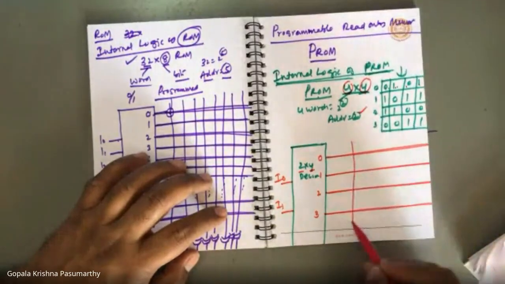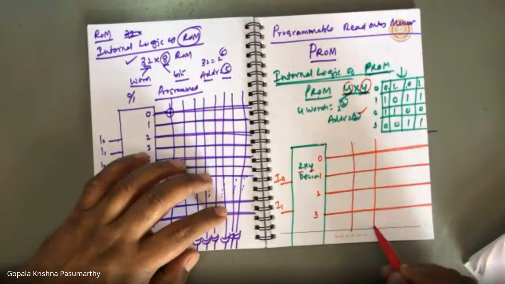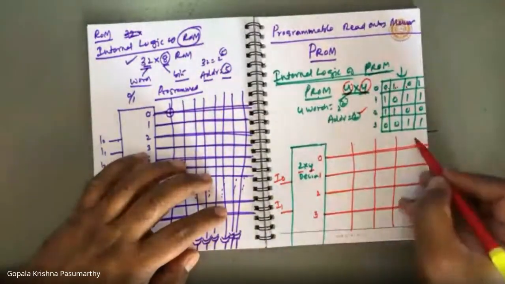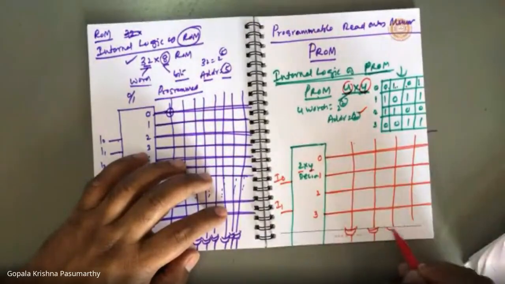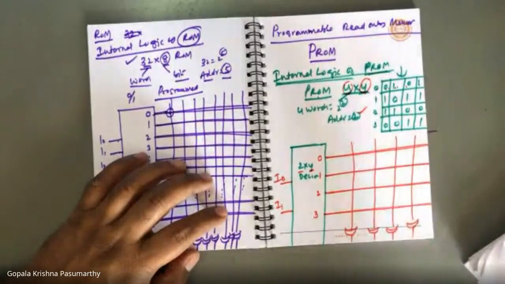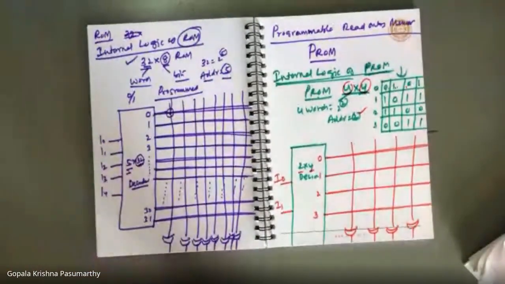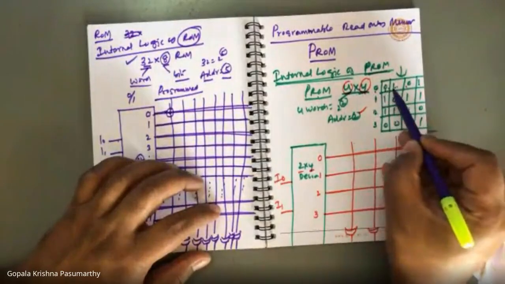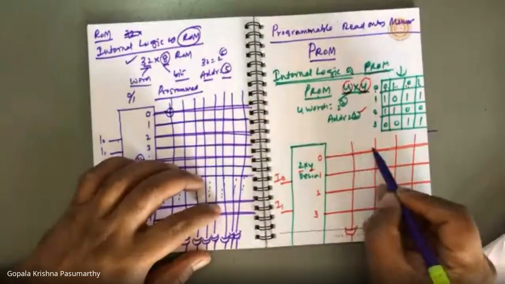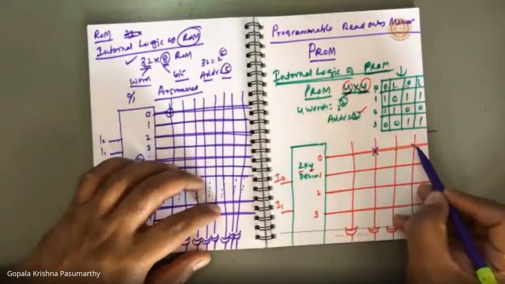So I will be having 4 perpendicular lines: 1, 2, 3, 4. Give them to an OR gate. Now we have to see how we construct it. See, what is the value of the 0th word? The 0th word value is 0, 1, 0, 1. Means this is 0, this is 1, this is 0, this is 1.